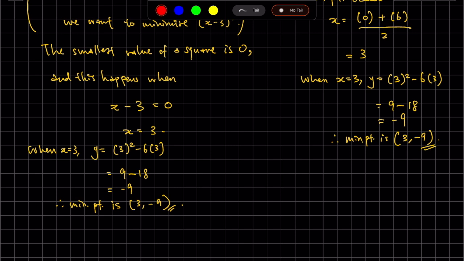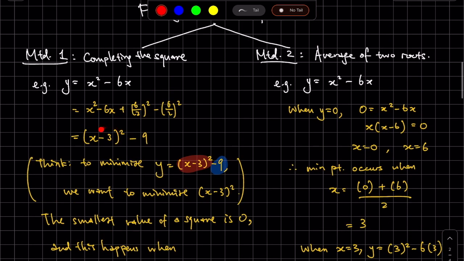We talked about how if we let the square term become 0, what is left is negative 9. Exactly, it's the same. So it checks out, right? So this is your minimum point. The minimum point is given by letting your square term be as small as possible. So your minimum value of y is when the square term equals 0. Everything else is the minimum value of y.